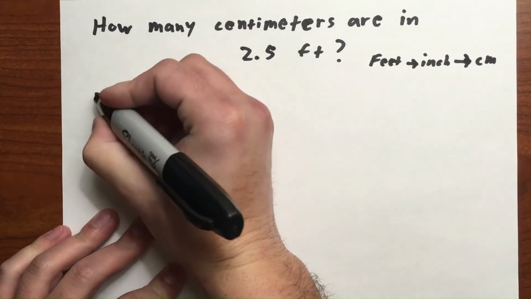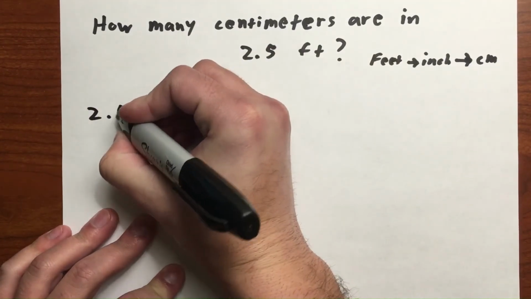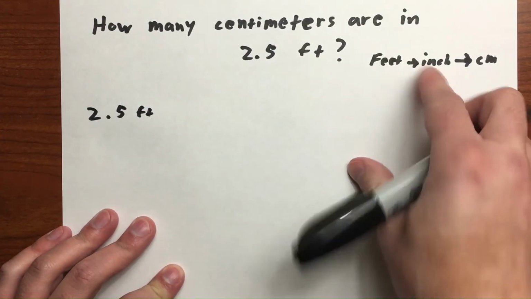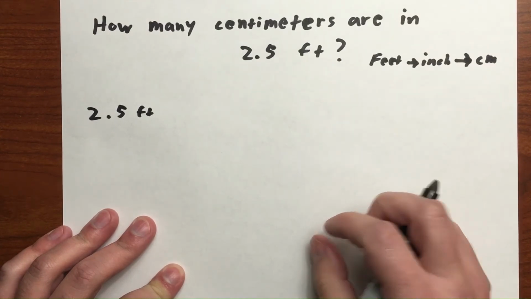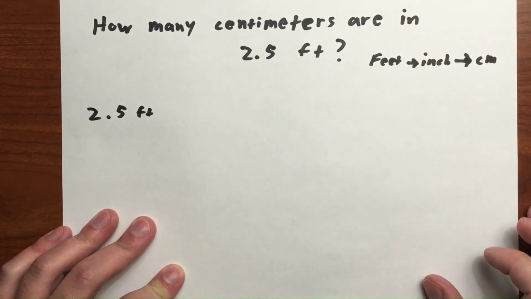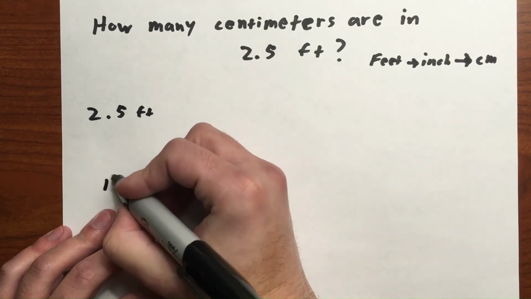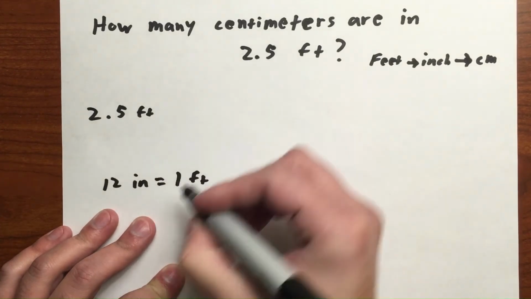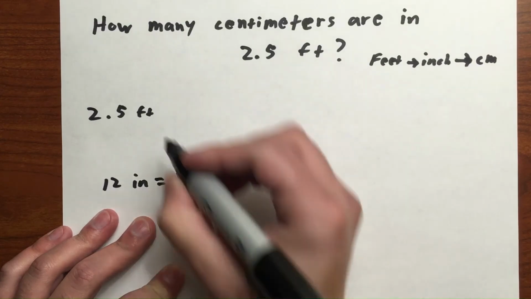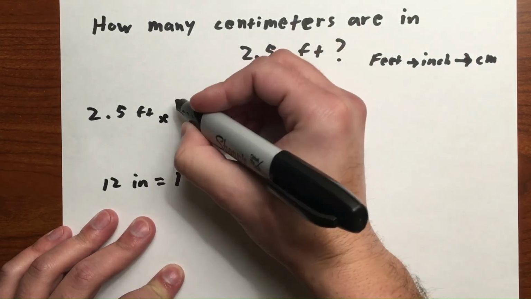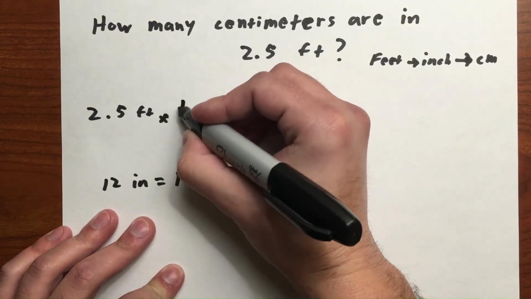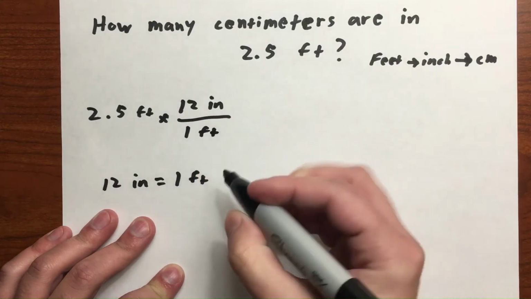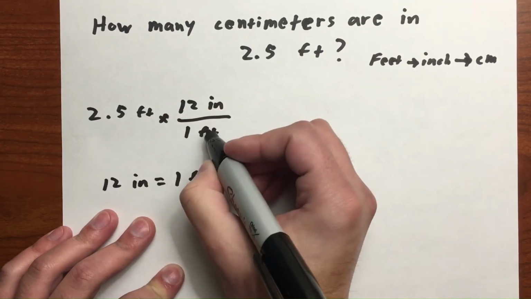So let's take our given 2.5 feet, and we need to find a relationship between feet and inches. Well, you can look it up if you don't already know, but there's 12 inches in a foot. So 12 inches is equivalent to 1 foot. So let's take this relationship and turn it into a fraction that we'll multiply our given by. So 12 inches over 1 foot. We put feet on the bottom because that's what we're trying to cancel out.